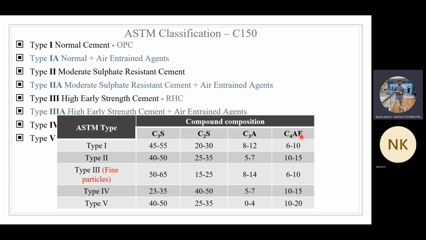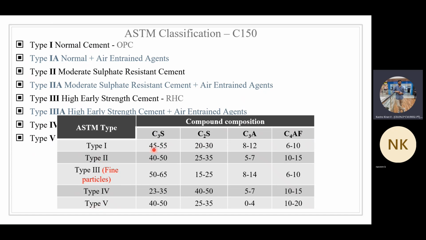Anyways, I'll discuss Bogue's compounds in much more detail later, but for the time being, let us just stick to this point. So you can see that in type 1, type 2, type 3, type 4, and type 5, the composition of the Bogue's compounds differs in each different type of cement. So based on the change in the Bogue's compound composition, the cement classification will change.